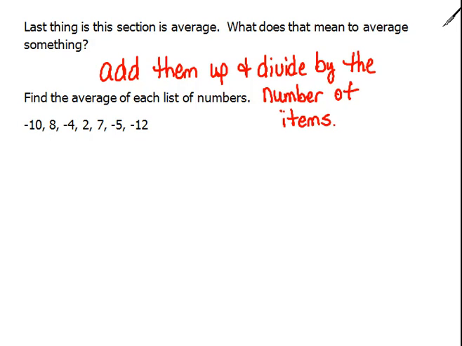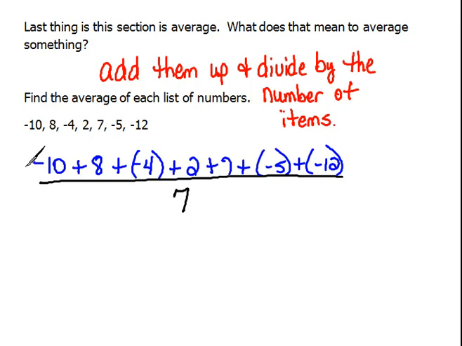What it means to average something is we add up our numbers and divide by the number of items that we had. So in this example, we have a list of numbers. We have -10, -8, -4, 2, 7, -5, and 12. We're going to have to add those numbers up first. So that would look like -10 plus -8 plus and so on. And then we always divide by the number of items we had. And we had 1, 2, 3, 4, 5, 6, 7 items here, or 7 numbers. So when we've done our addition, we have to divide by 7.